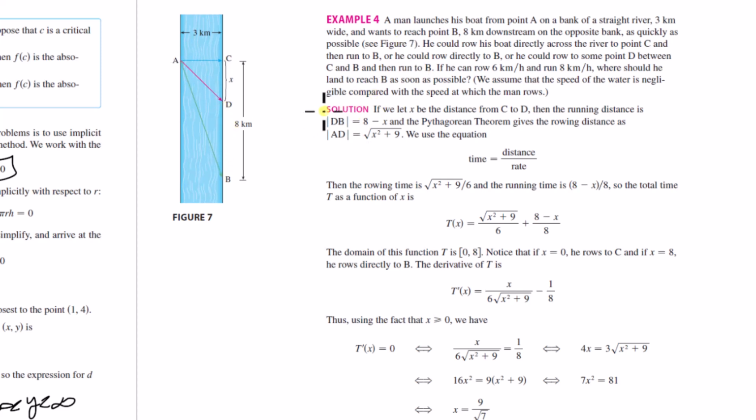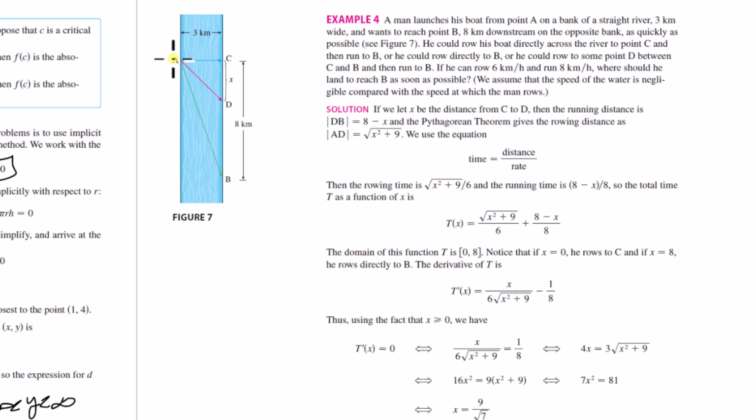Okay, and so the problem tells us that point B is 8 kilometers downstream from him. And the river is 3 kilometers wide. And so we can use trigonometry to relate things. The man's going to row AD. That's the general amount he's going to row. AD could be equal to 3 if x is equal to 0, but in general, he's going to row AD. How far is AD? AD is the square root of 3 squared plus x squared. That's the length he rows.